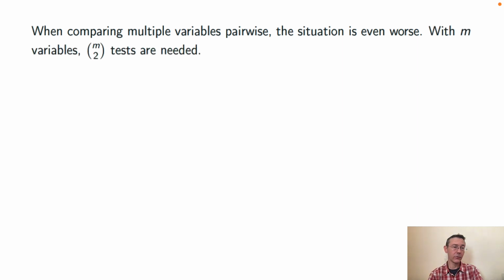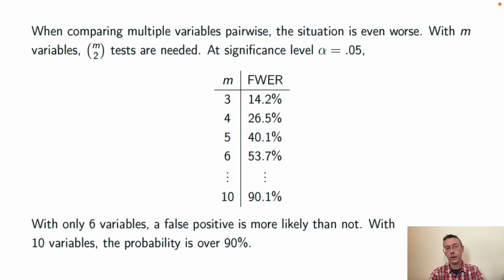If you have m different variables, then you're going to have to do m choose 2 tests, and that's m times (m minus 1) over 2, so about 1/2 m squared. Here's a table showing how bad it gets fast. If you're using alpha equals 0.05, by the time you've got 6 variables, when you're doing the pairwise tests, you've got more than a 50% chance of getting at least one false positive.